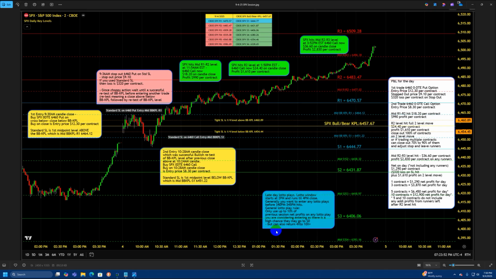Okay, you also have to keep in mind with lotto plays, as far as a stop loss, you would use the same methodology as we had down here. So let's say as an example that you wanted to do a lotto play towards the end of the session off of this R2 level for continued bullish momentum upward.